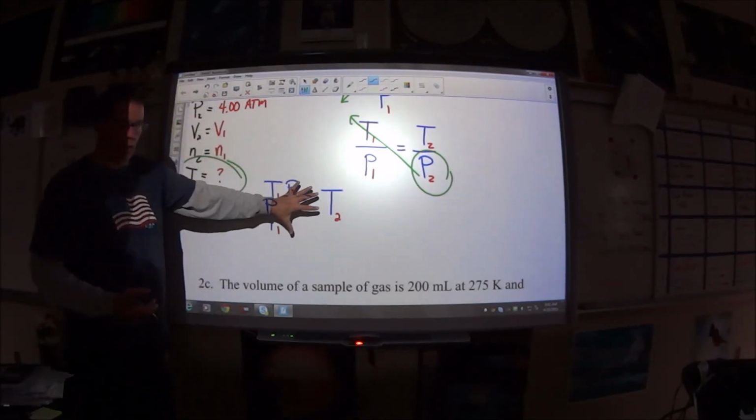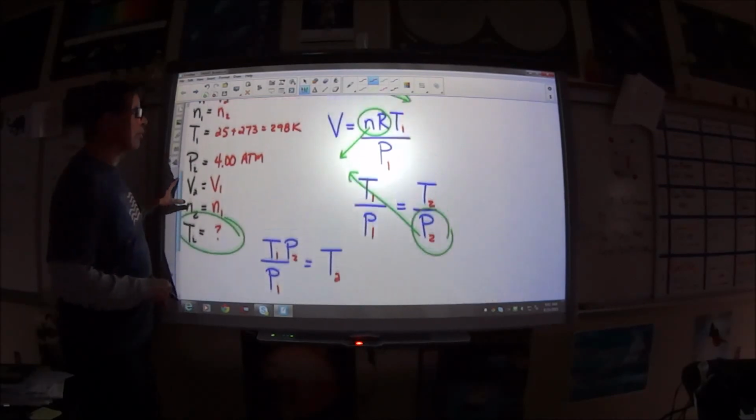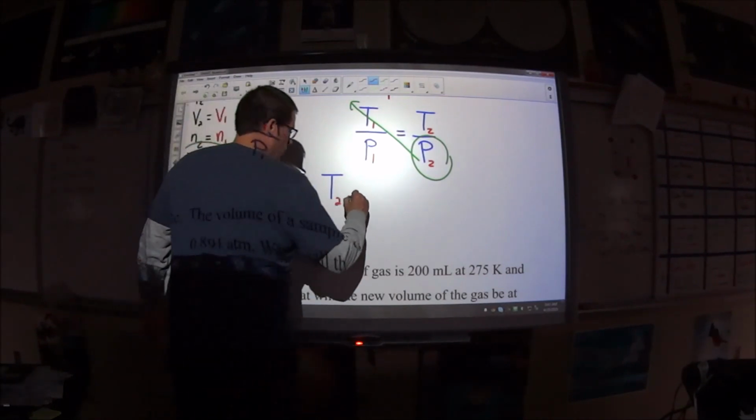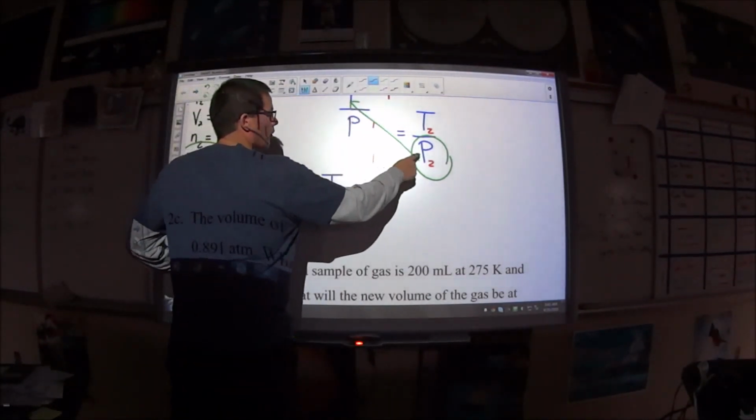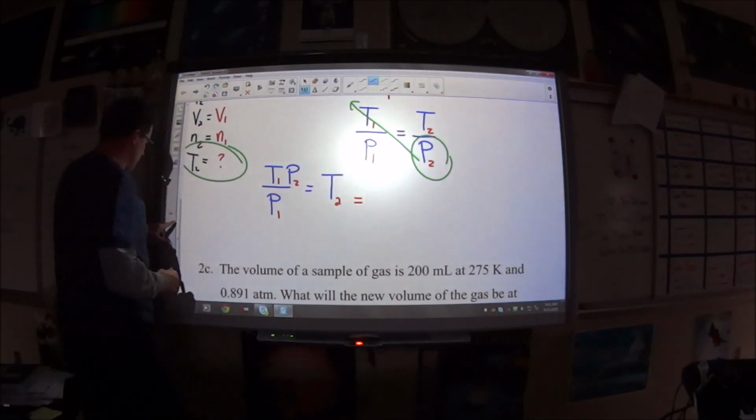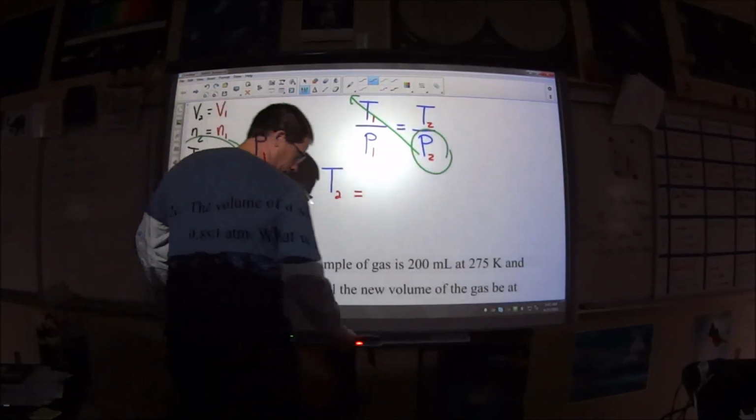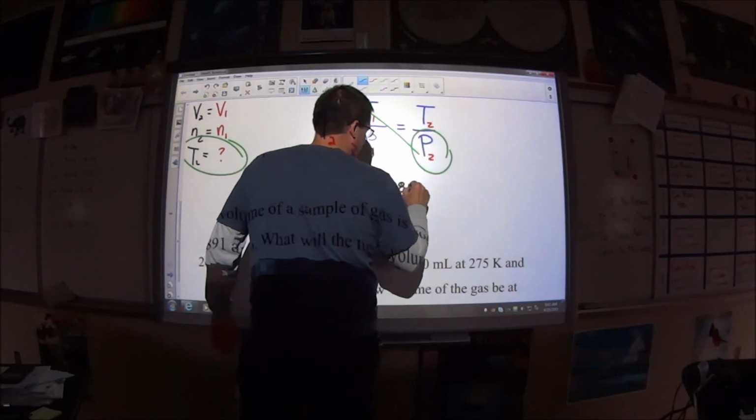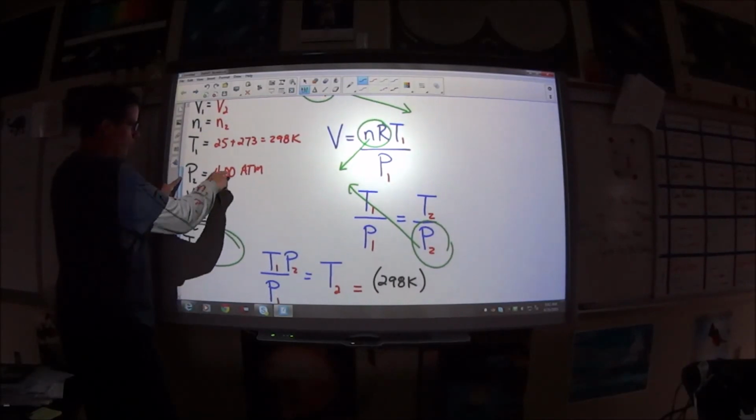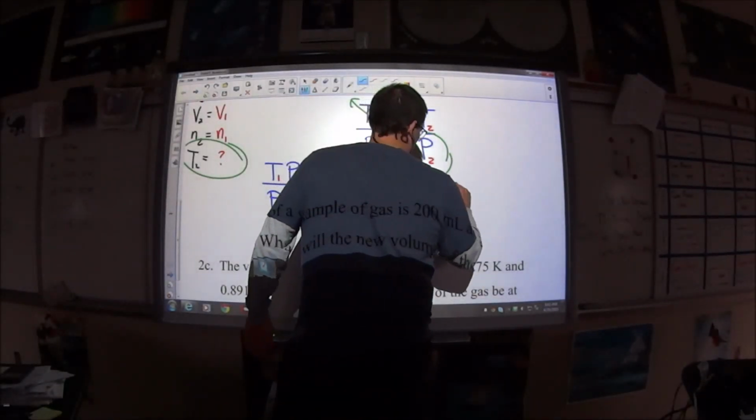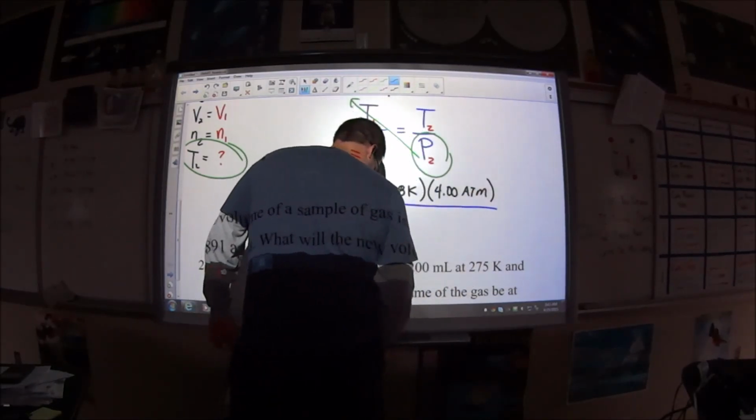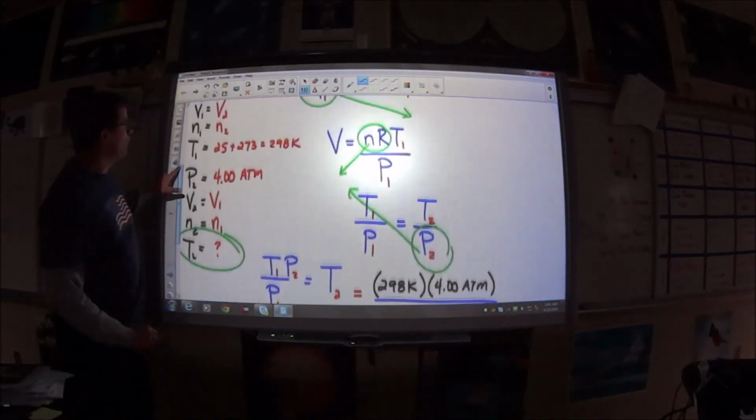This is the hardest part of the whole problem, getting your variables rearranged in such a way that you now have this set of conditions set up. And then from here, we can just plug those in. Okay. So what is my initial temperature? It is 298 Kelvin. My final pressure is 4 atmospheres, and that is divided by my initial pressure, which was 2.5.